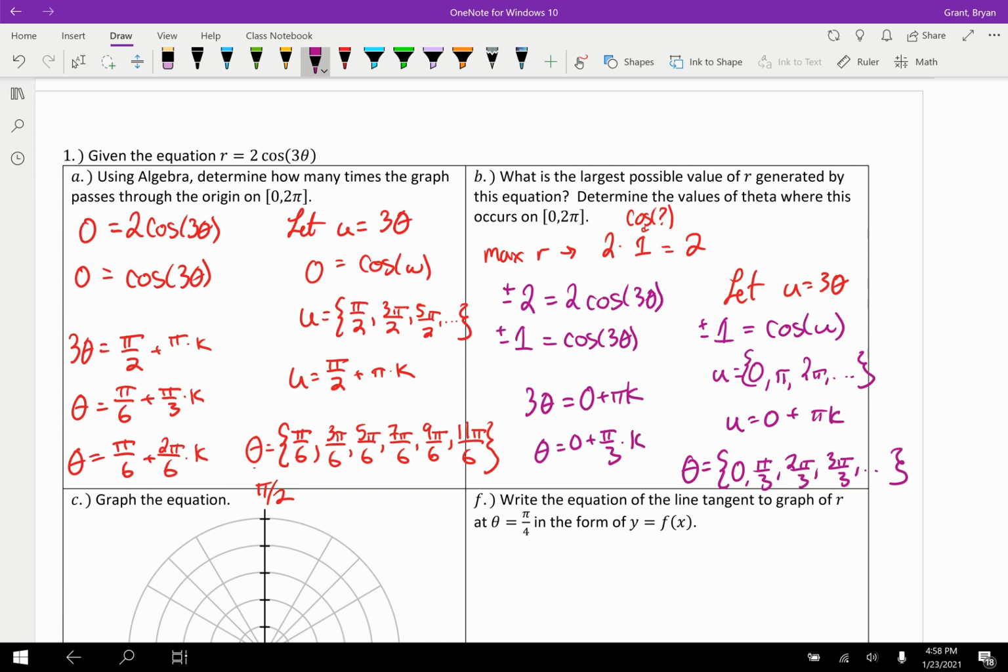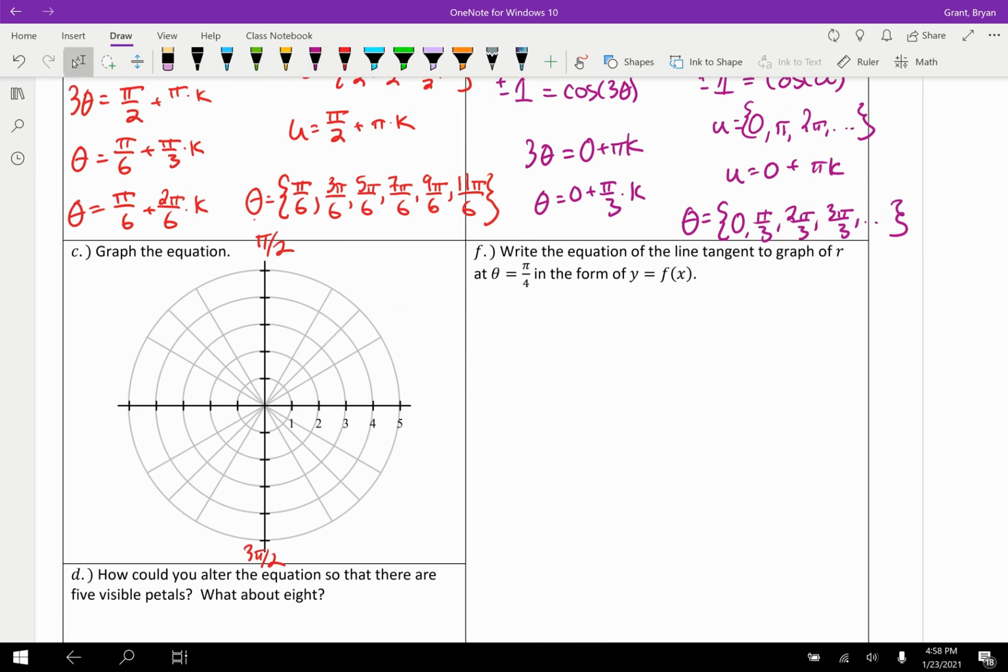Whew, that took a lot of effort. Let's go ahead and get this graphed. So pi over 6's look like this. Here's pi over 6, 3 pi over 6, 5 pi over 6, 7 pi over 6, 9, and 11. There we go. Those are the potential areas where our flower petals can be drawn. However, we also know that these guys are going to be the lengths of our flower petals.